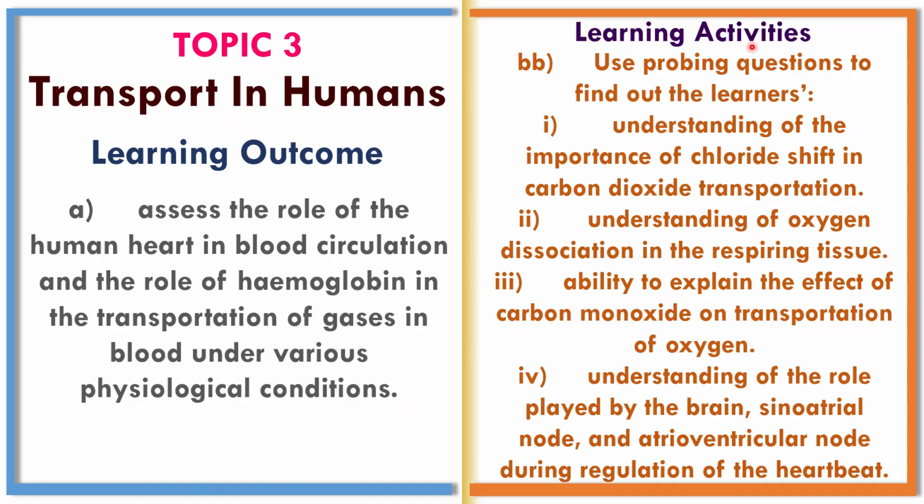We have been looking at learning activity BB, using probing questions to find out learners' understanding of the importance of chloride shift in carbon dioxide transportation, understanding of oxygen dissociation in the respiring tissue, ability to explain the effect of carbon monoxide on transportation of oxygen, understanding of the role played by the brain, sinoatrial node and atrioventricular node during regulation of the heartbeat.